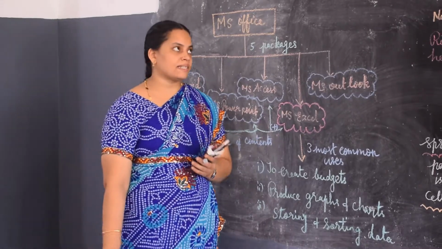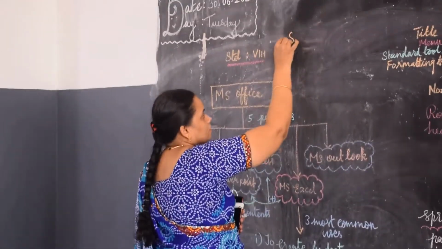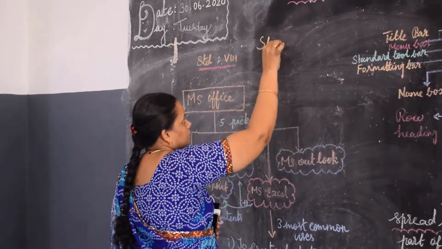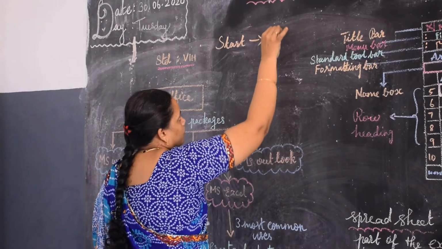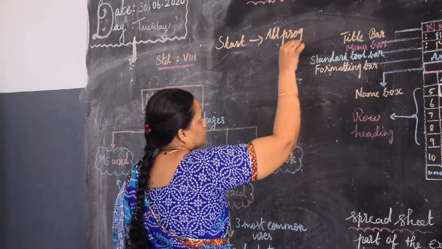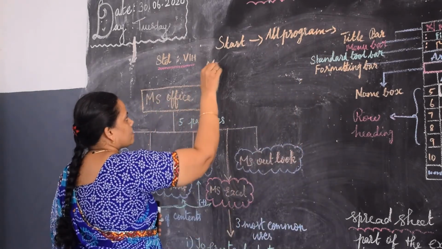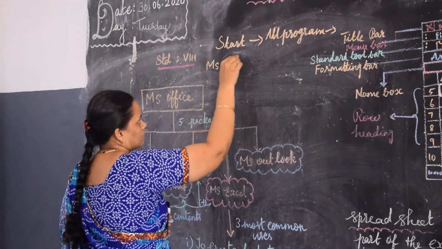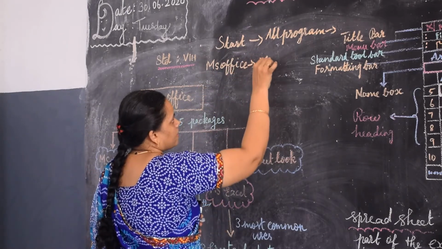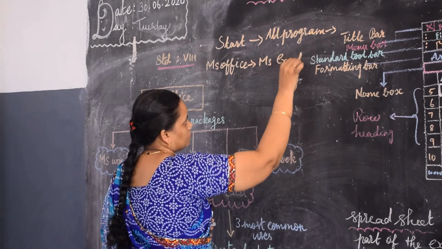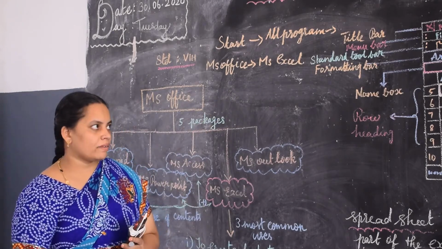Okay, how will you start MS Excel? As usual, you have to click the start menu and then click the start button. Click start. Next, click all programs. And then click MS Office, and then next choose MS Excel. So like that you have to open the MS Excel window.